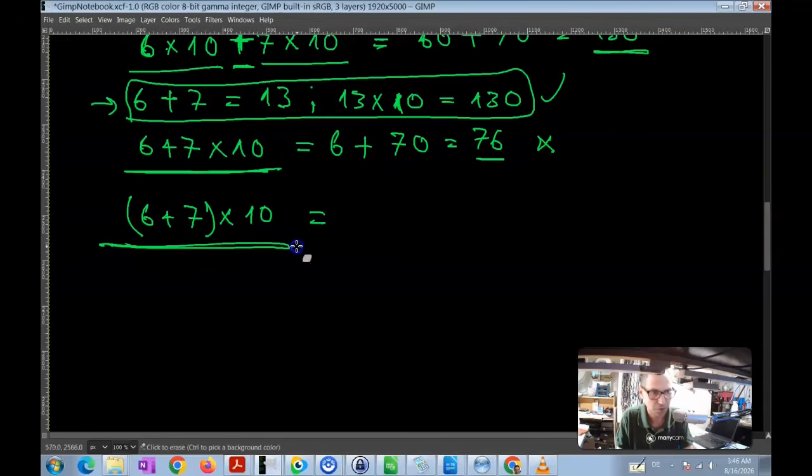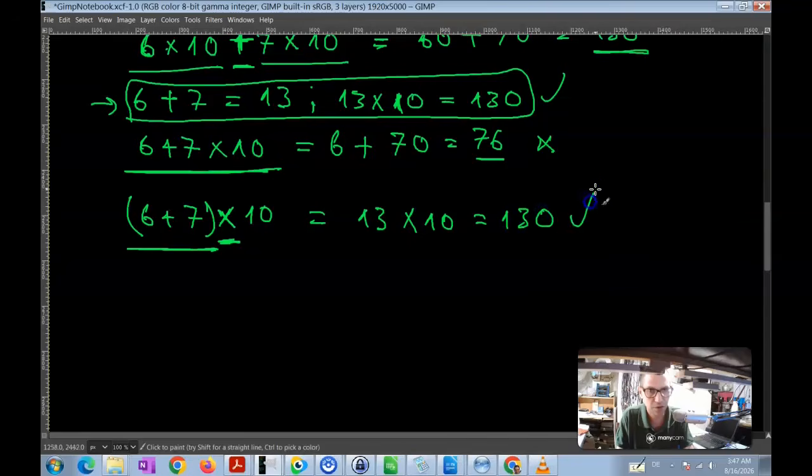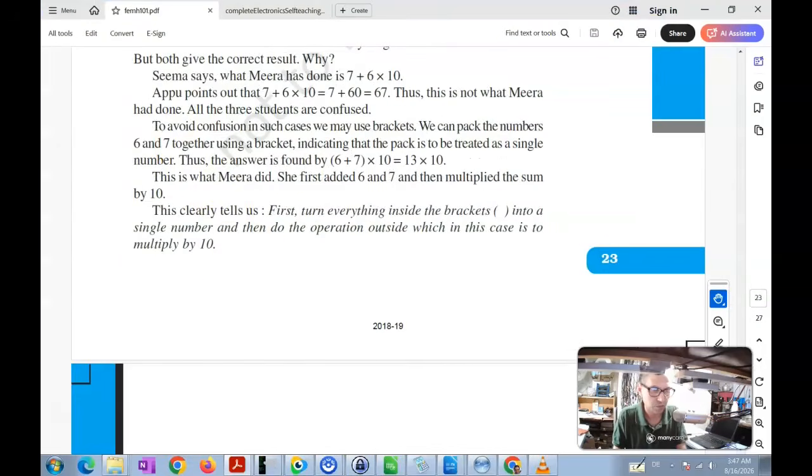Which means that over here, first I'm going to take care of this part, because there is a bracket over here, and then there is the multiplication, which I'm going to evaluate next. So 6 plus 7 is equal to 13 times 10, which is equal to 130. Okay, so in this instance the bracket comes to our rescue and solves the problem. Okay, so that's what we have here.